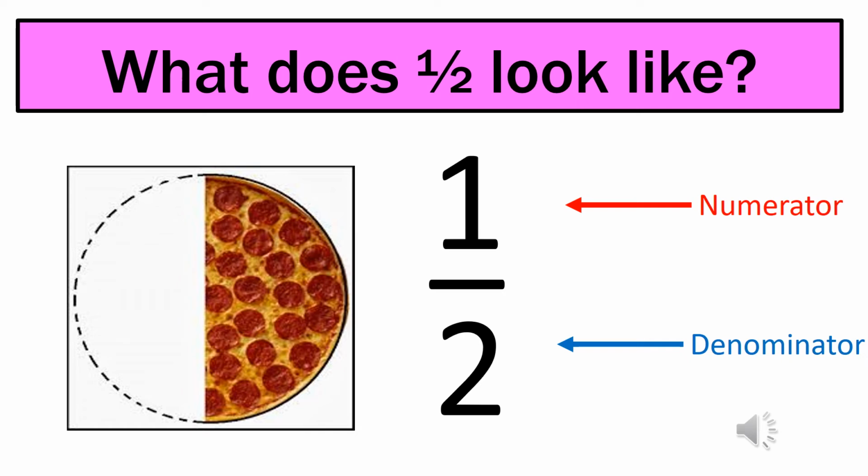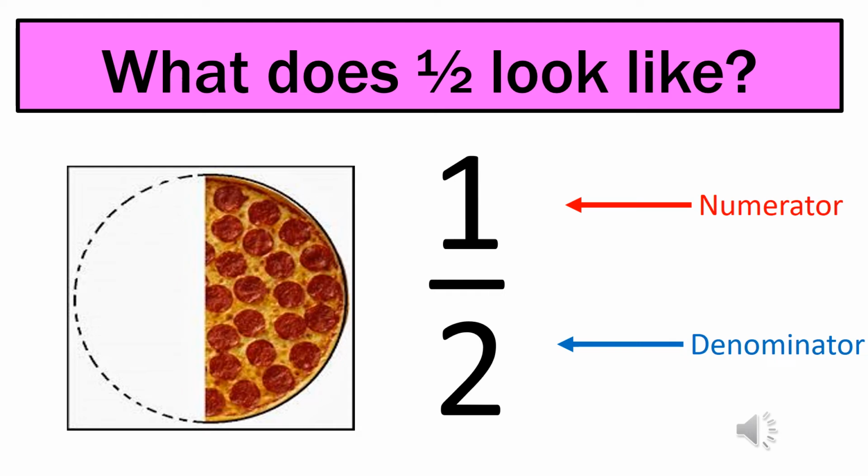When we want to write how much of the pizza that's left in a fraction, we'll start by writing the numerator on the top. How many pieces are left? Well, we see that there's one big piece of pizza left. My numerator will be the number 1.